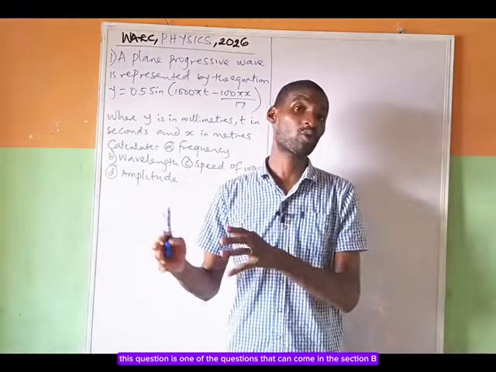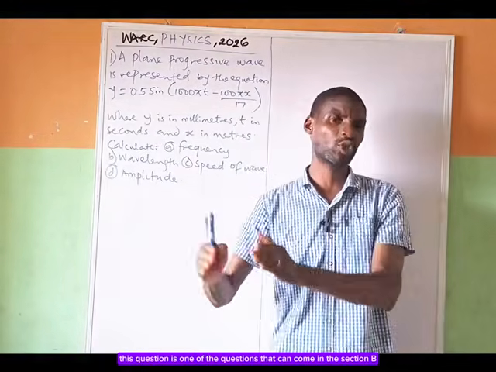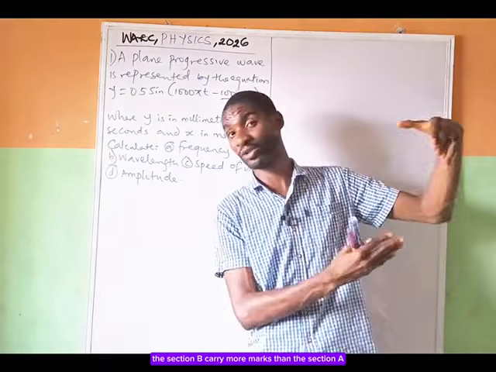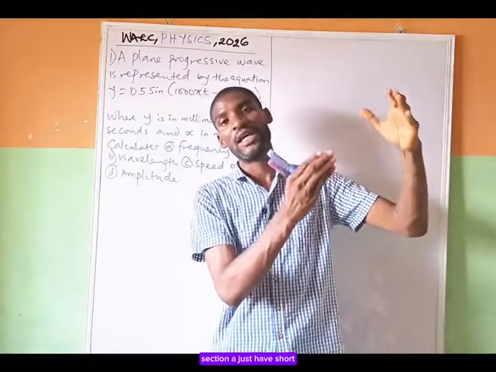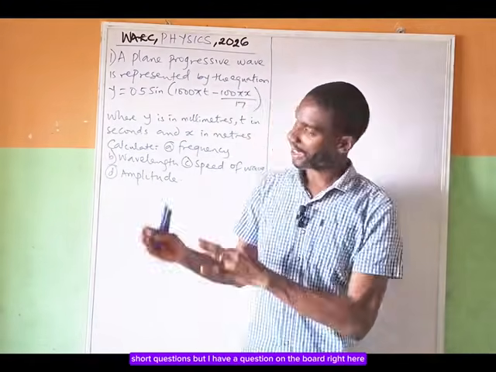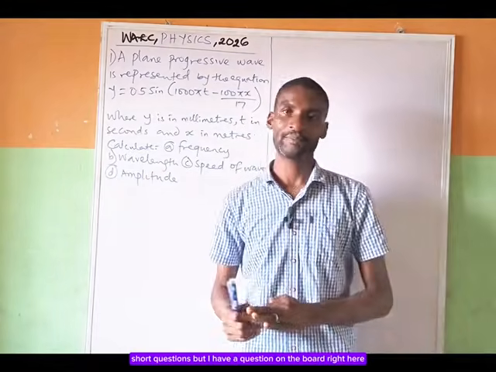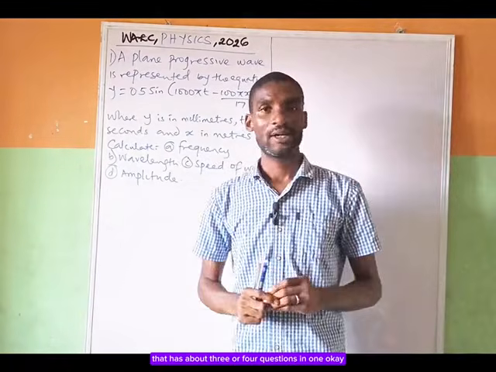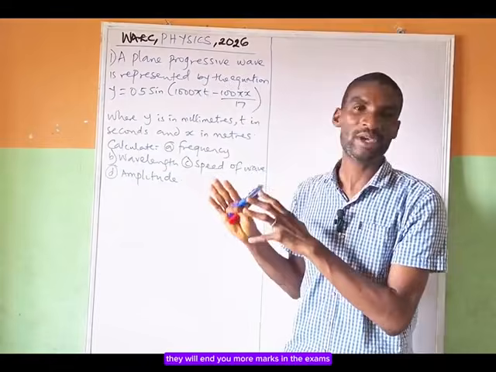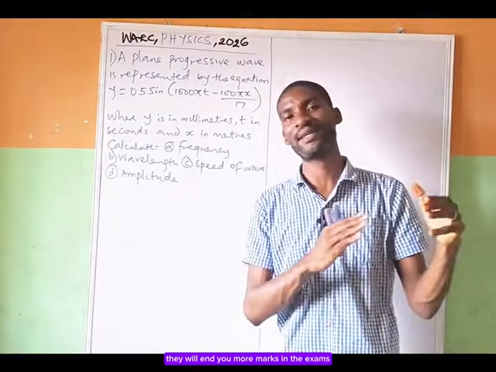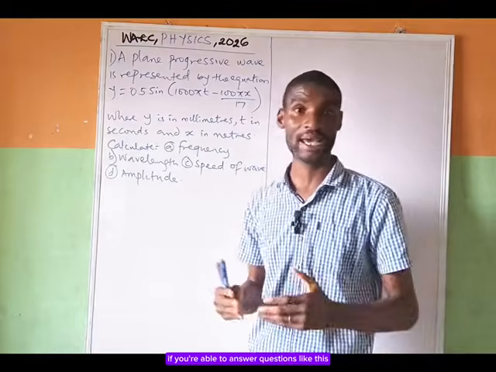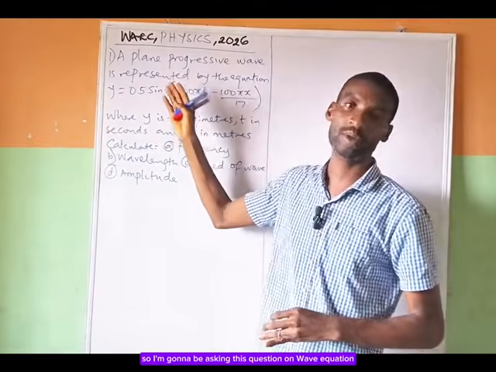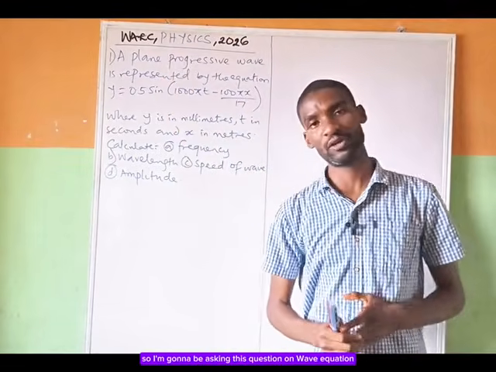Now, this is one of the questions that can come in section B. Section B carries more marks than section A. Section A just has short questions, but I have a question on the board right here that has about 3 or 4 questions in one. This kind of question will earn you more marks in the exam if you're able to answer it. So I'm talking about the wave equation, and I'm going to be answering this question on wave equation.